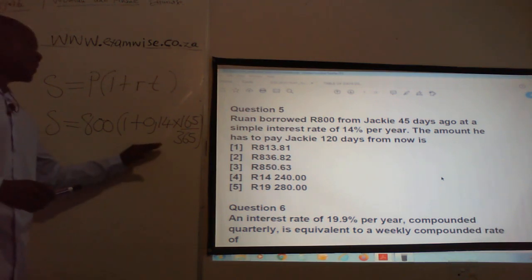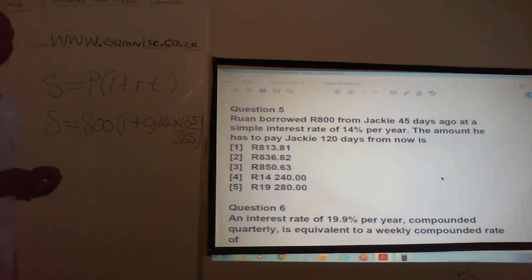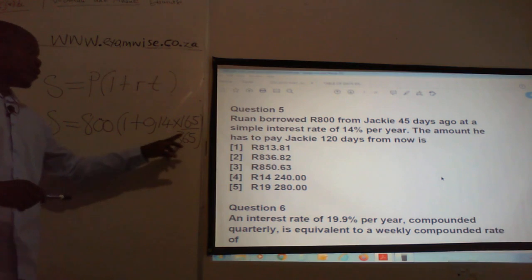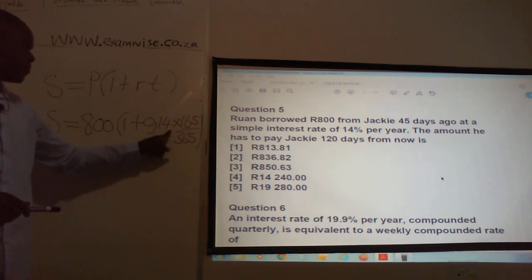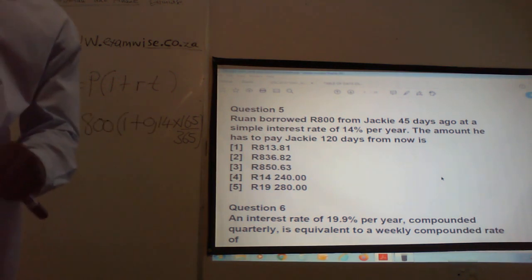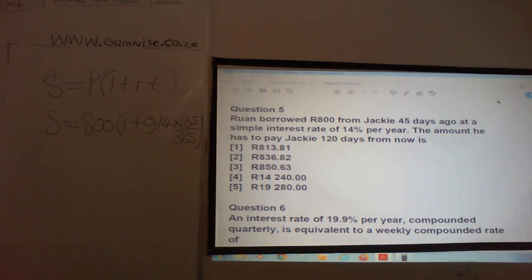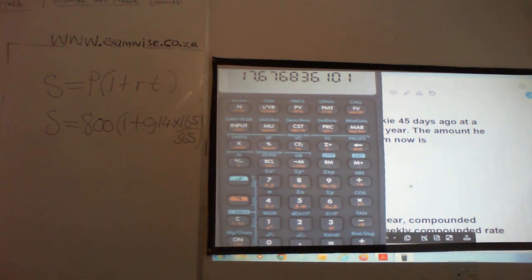If you still remember as well, the easiest way is to start inside the brackets, and inside the brackets we must always start with the fraction. So this one divided by this one, multiplied by this one, then we add our 1. Then after that we multiply by 800. So let us go to our HP financial calculator. The first thing is to clear our memory. So our memory is clear.